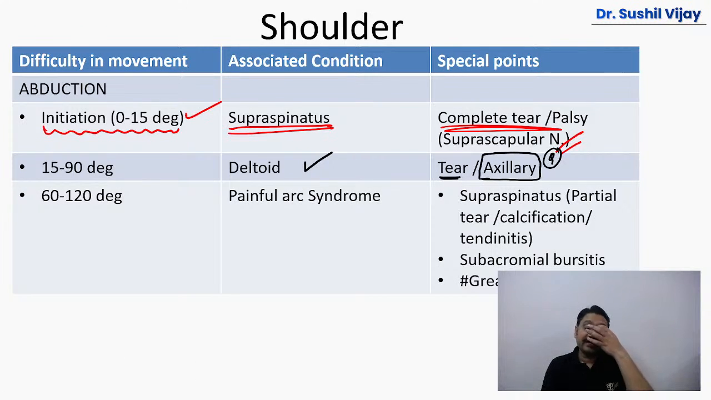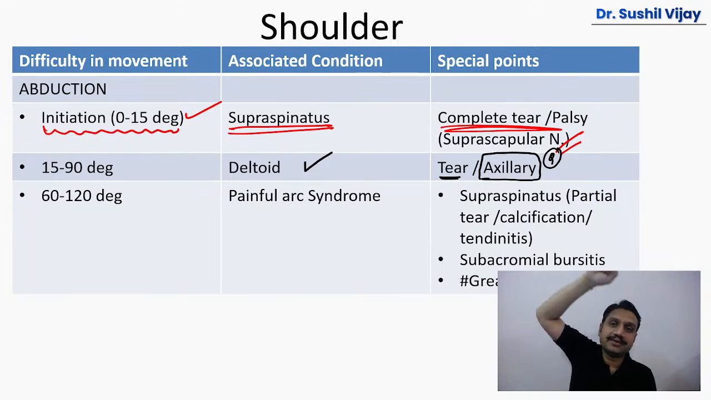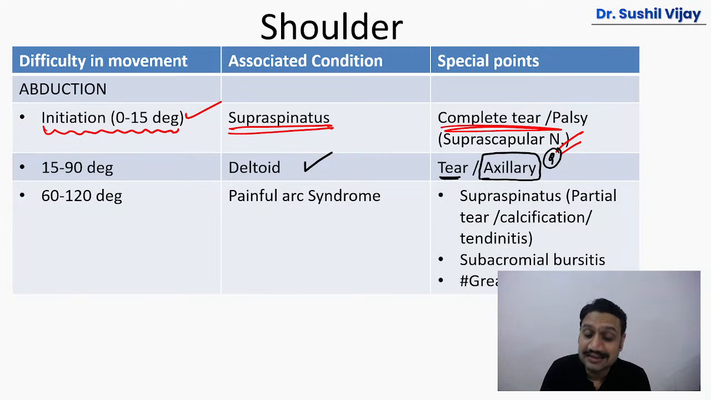All right. And if there is a 60 to 120 degree problem, the patient is trying to abduct here, and till here there is no pain. Now the pain starts. It is all painful. And now the pain disappears. So 60 to 120 degrees is another question of your exam. That is known as the painful arc syndrome. All right. That is known as what? Painful arc syndrome.